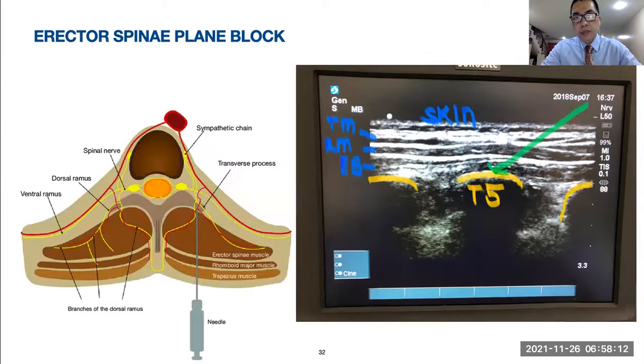nerves. In this picture, for the erector spinae block, we see the trapezius muscle, the rhomboid muscle, and the erector spinae muscle, in which the needle is directed to the T5 transverse process, piercing the erector spinae plane, in which the local anesthetic is deposited, blocking the dorsal rami and also the ventral rami.